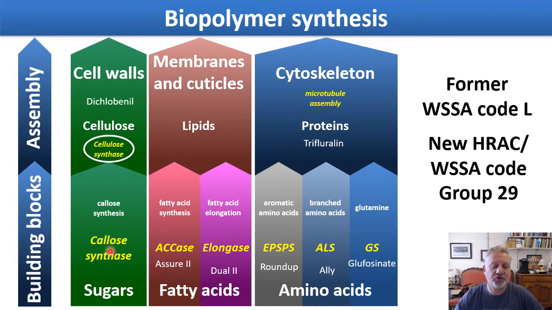And so, for example, sugars are synthesized and can be put together into cellulose. Some fatty acids can be made, elongated, and form into membranes and cuticles. And amino acids can be made by different pathways, and their assembly into proteins will form larger molecules. So the first one we'll talk about will be inhibitors of cellulose biosynthesis, which is group 29.